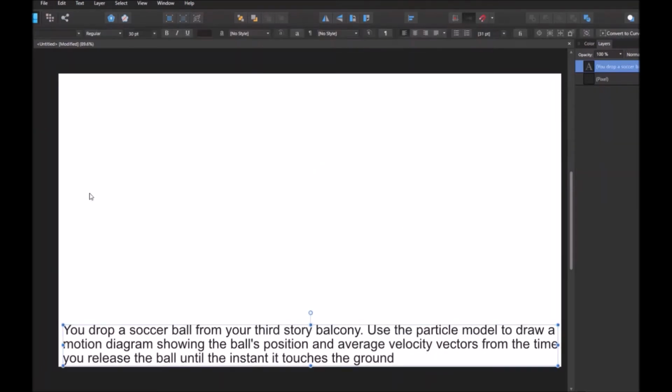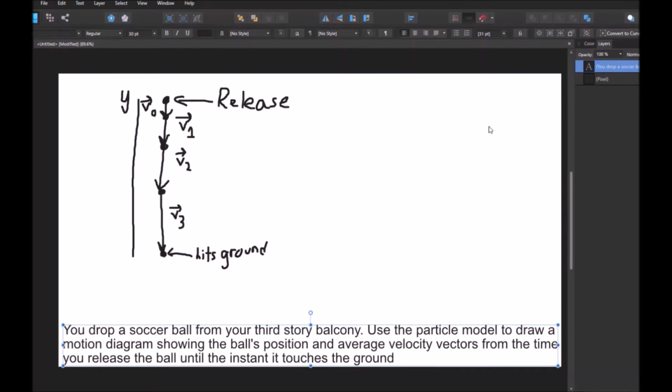Alright, so in this next problem we're told that you drop a soccer ball from your third-story balcony, and we're asked to use the particle model to draw a motion diagram showing the ball's position and average velocity vectors from the time you release the ball until the instant it touches the ground. So this is what I have.